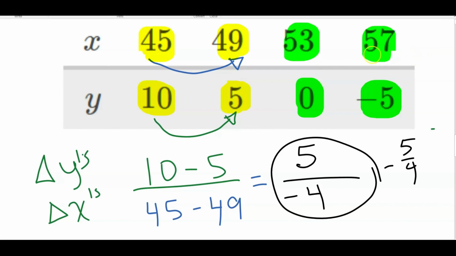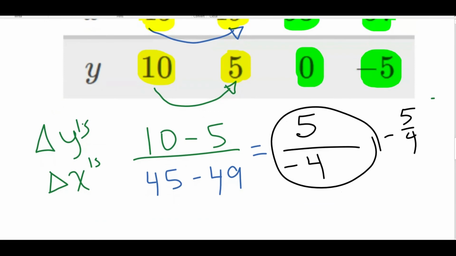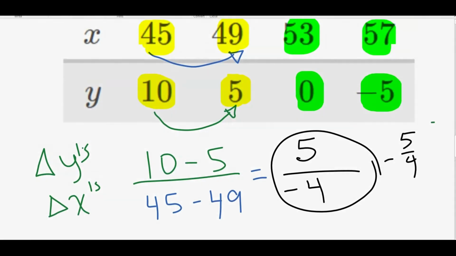So either way, as long as you choose the 2 points and you use those same 2 points in the correct order, it's going to give you the slope between those 2 points. And that is how we calculate the average rate of change.